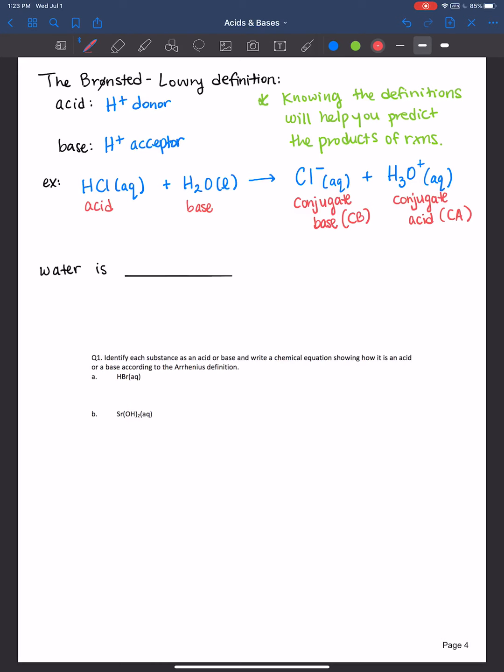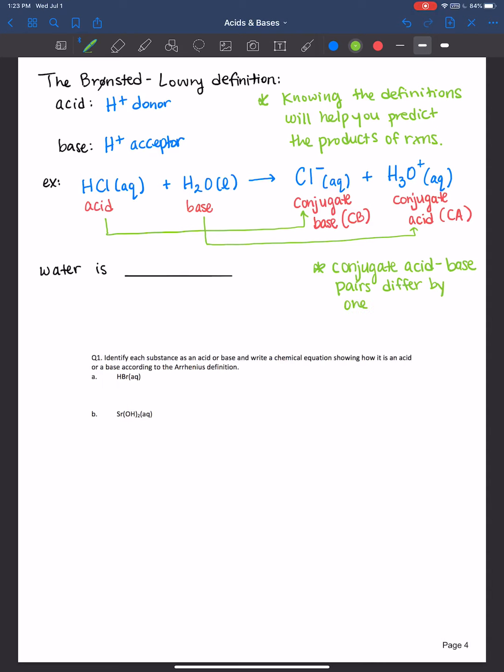And so the partners here, hydrochloric acid and the chloride ion are conjugate acid-base pairs. And water and the hydronium ion are also conjugate acid-base pairs. Conjugate acid-base pairs differ by 1 proton.